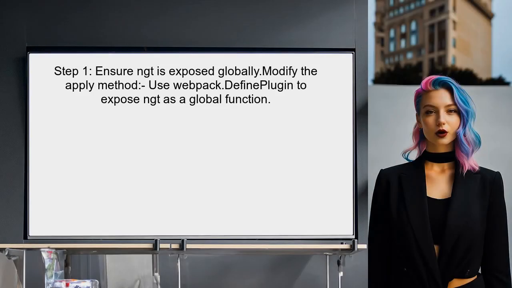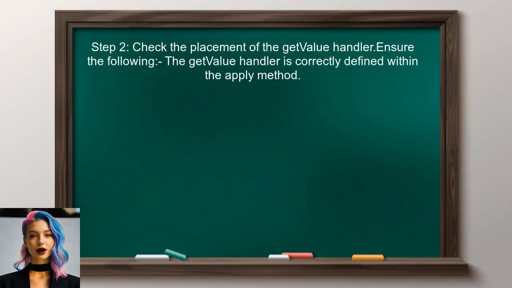To address the user's issue, we will first ensure that the NGT function is properly exposed as a global variable. This can be done by modifying the plugin's apply method. Next, the user should check the placement of the plugin that handles the call to getValue. It's important to ensure that this plugin is correctly set up to avoid the undefined error.